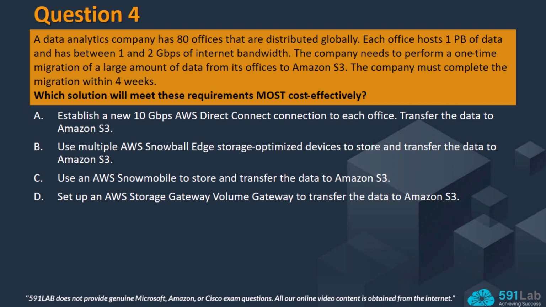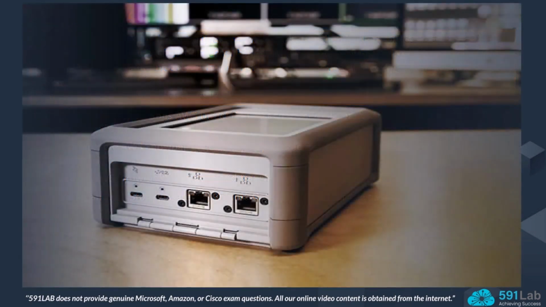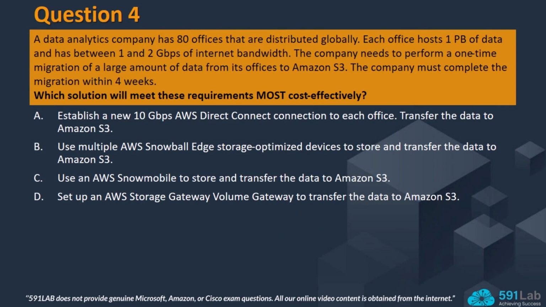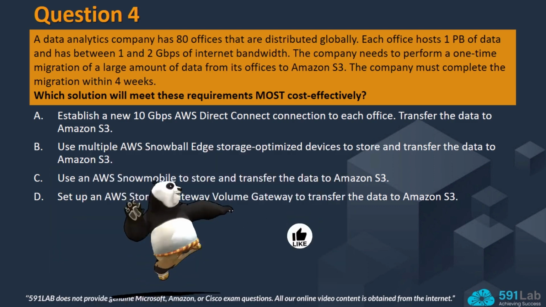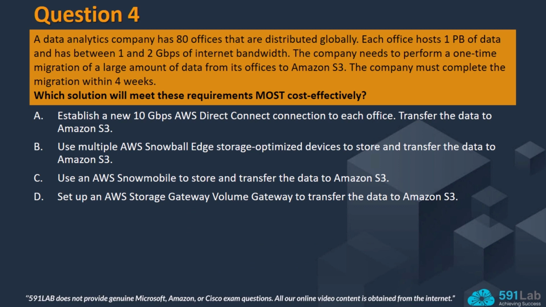Option B. Use multiple AWS Snowball Edge Storage Optimized devices to store and transfer the data to Amazon S3. AWS Snowball Edge is designed for large-scale data transfer. It allows you to ship physical devices to each office, enabling the efficient transfer of data to the devices, and then shipping them back to AWS for ingestion into Amazon S3. This method can be cost-effective and parallelized across multiple offices. So this seems to be the correct answer, but before making the choice, let's discuss the other available options.